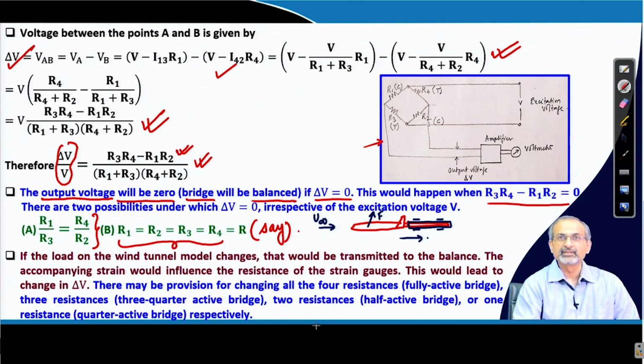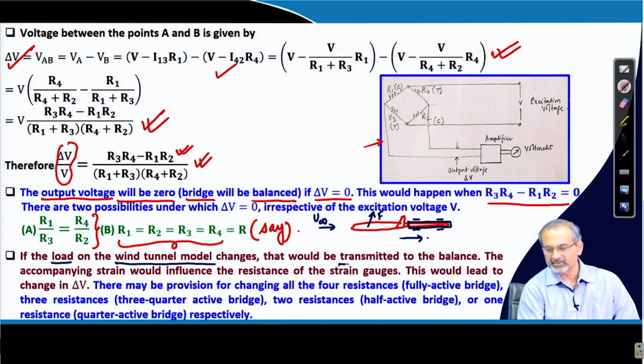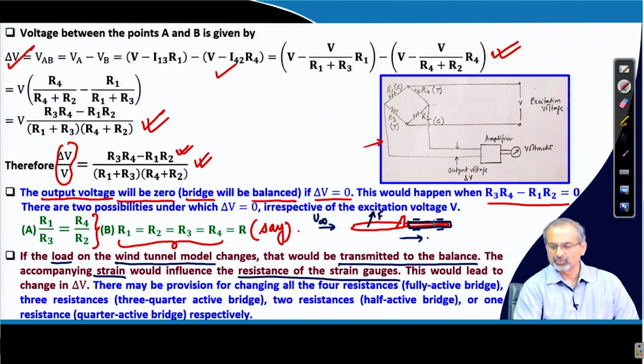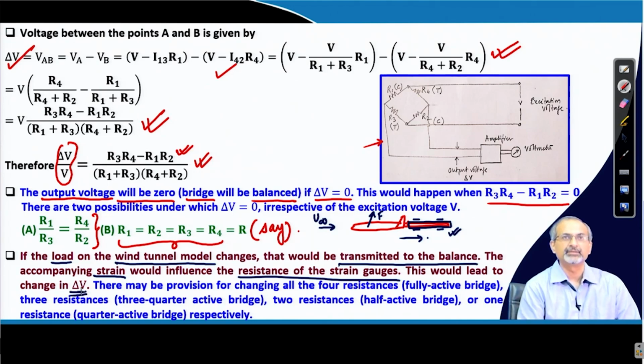If you change the velocity of the flow or if you change the inclination of the body, then obviously the load on the wind tunnel model will change, and that would be transmitted to the balance. That is what we are talking about. The accompanying strain would influence the resistance of the strain gauges. So, because of the change in the loading, the strain on the resistances would also change, and therefore, their resistances, and consequently it will influence the delta V. That is basically the connection.